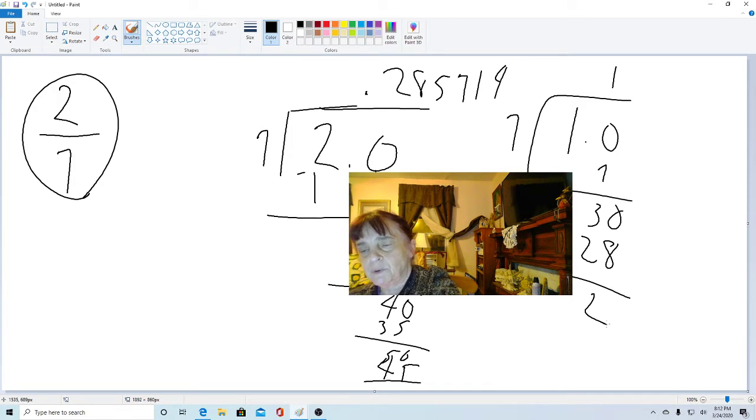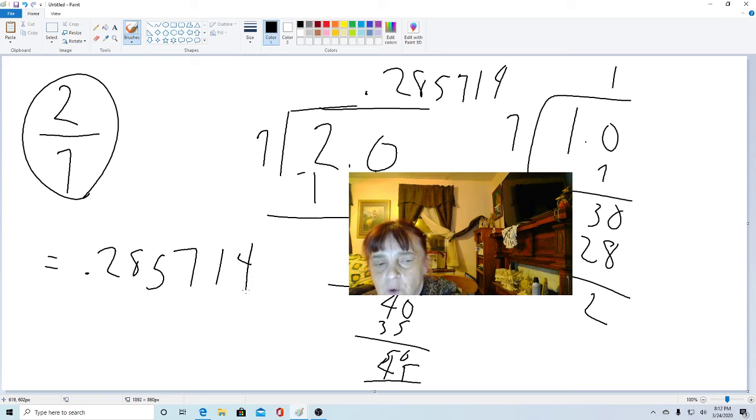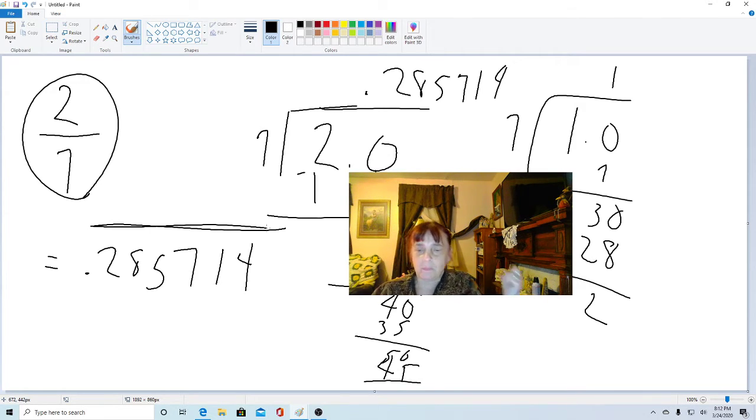And so you'll just keep repeating what you've got. You got what you started with. So it's one of those repeating decimals. So it's going to be 0.285714 with a bar over it, meaning that 285714 repeats over and over and over.